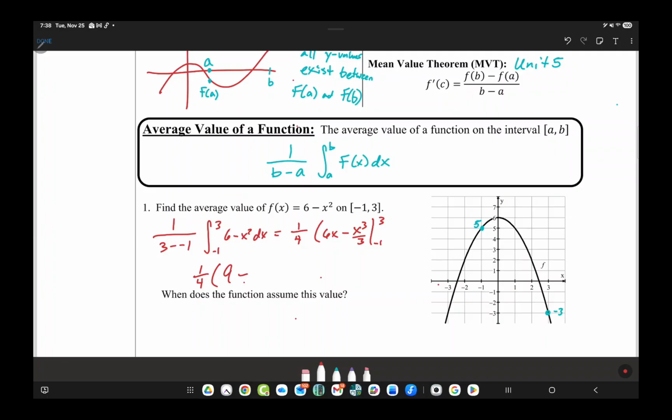Minus, I plug in -1, that gives you -6, and then minus, plus 1/3. So this ends up giving you 1/4 of 9 plus 5 2/3, which is 1/4 of 14 2/3, which is 1/4 of 44 over 3, which is 11 over 3.